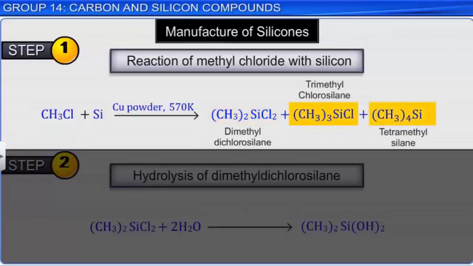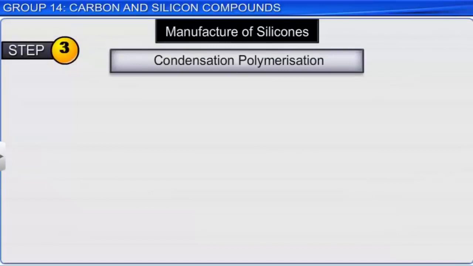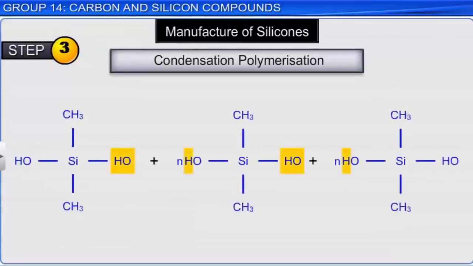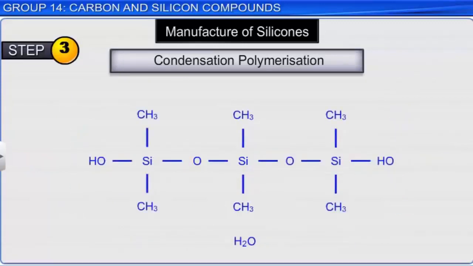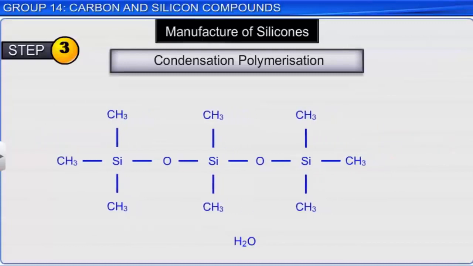Next, the dimethyl dichlorosilane is hydrolyzed, as shown in the reaction. Finally, the straight-chain polymer is formed by condensation reactions. To control the length of the polymer, adding trimethyl chlorosilane blocks ends the chains.